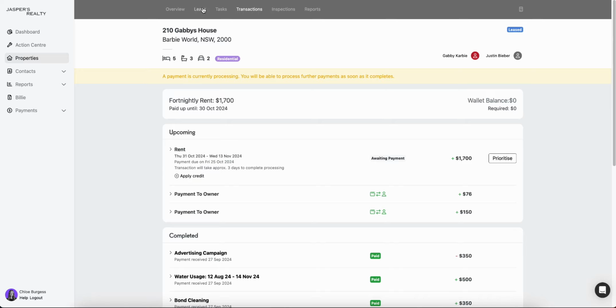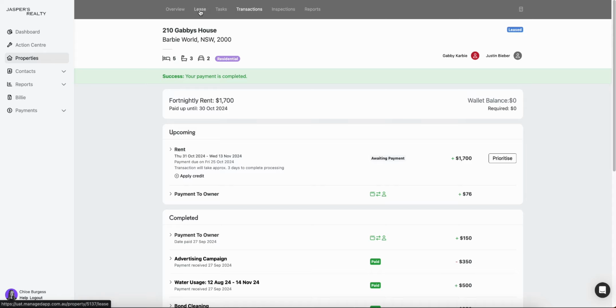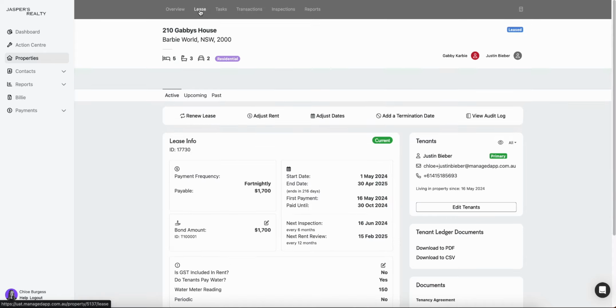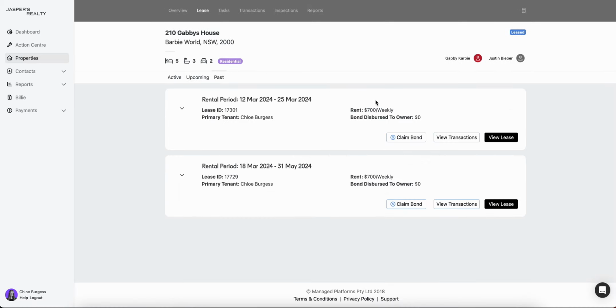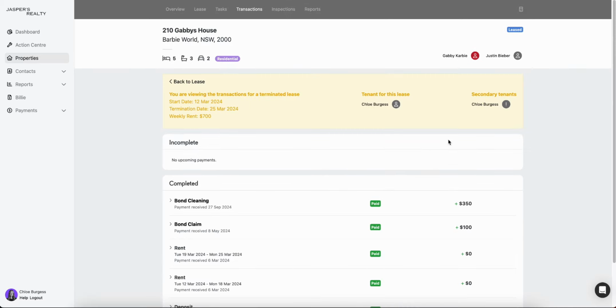If you want to make any payments for previous tenants, so previous or past tenants, all you need to do is select the lease tab and then go to past, then select view transactions. Now, any payments that are still owing will show under the incomplete heading, and it's the same structure.